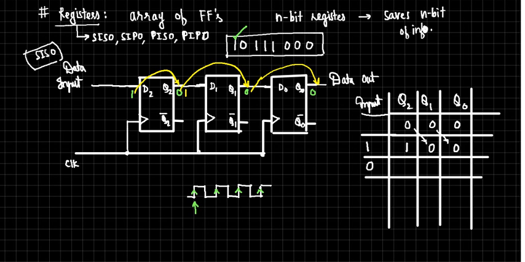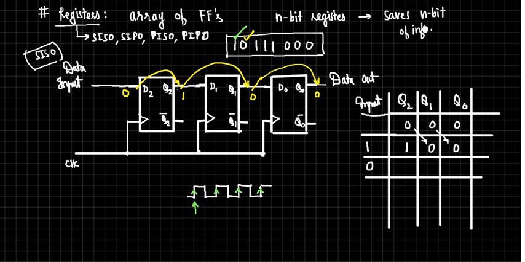Let me rub this. Let me demonstrate that. What are the values here? 1 0 0. 1 0 0. Is that okay? Now the input has changed from 1 to 0. This is the input, right? 0. Now this is what the state is. Clock is yet to arrive. Clock is yet to arrive.